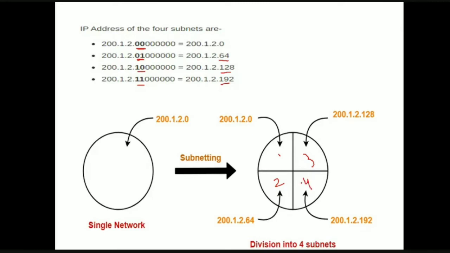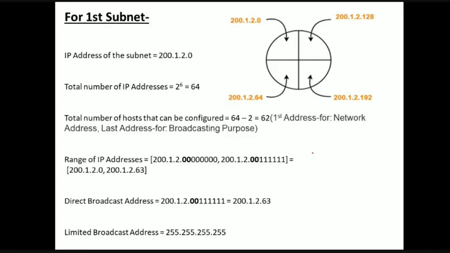Now, for the first subnet, what will be the IP address? 200.1.2.0. The total number of IP addresses will be now how many? Can anyone tell me? 2 power 6, right? Because the other 2 bits are for subnetting purpose. So we have only 6 bits for representing the IP addresses now. So only 64 IP addresses we get. And among the 64, the hosts that can be configured are only 62, right? The first address will be the network address and the last address is for broadcasting purpose.